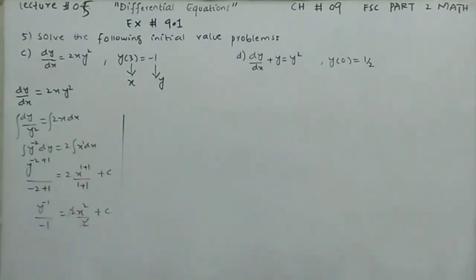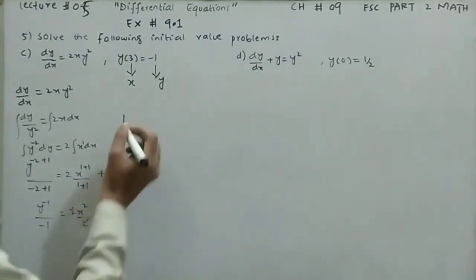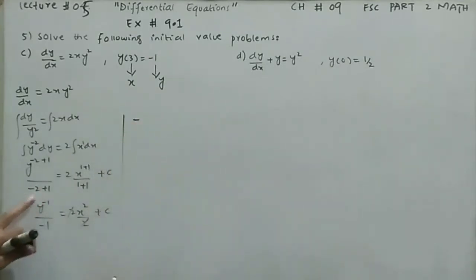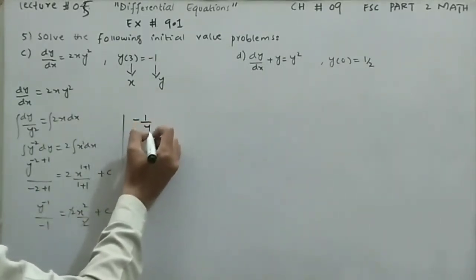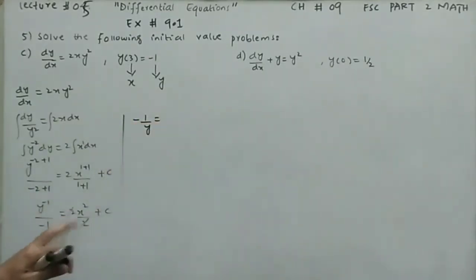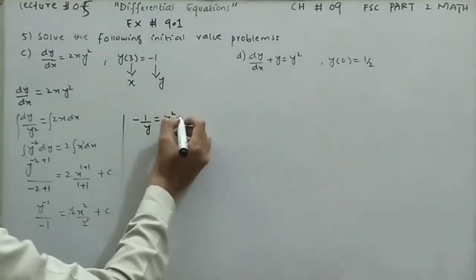By simplification, the minus will move to the numerator and y power negative 1 will move to the denominator, so it becomes 1 over y. And over here we are left with x square plus a constant c.